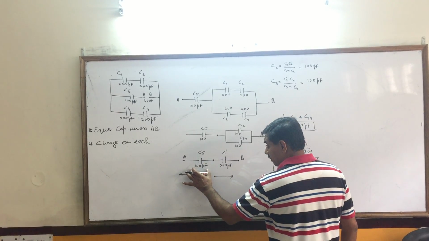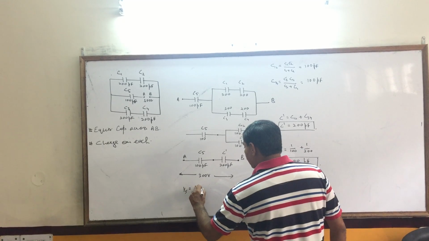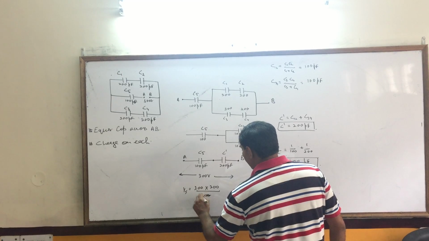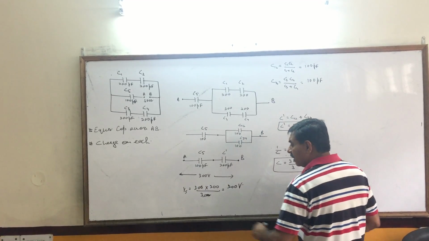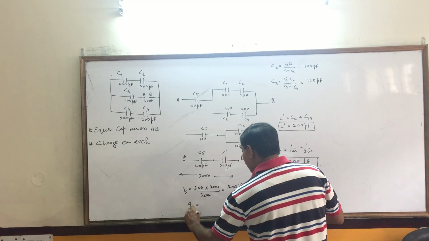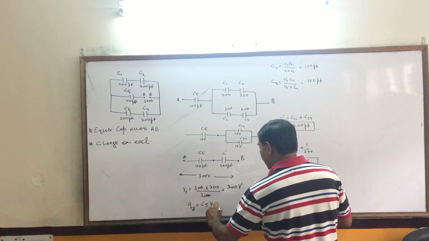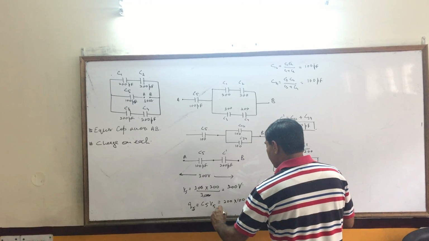Here, this V5 is going to be 300 into 200 by 300, giving me 200 volts. Thus Q5 is how much? Q5 is C5 into V5, which is 100 into 200.